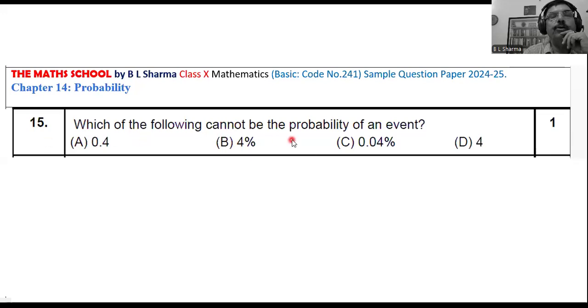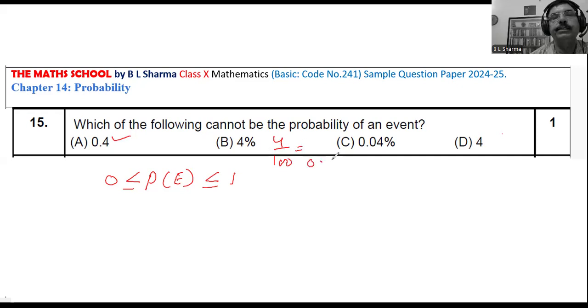Which of the following cannot be the probability of an event? We know that probability of an event, any event, lies between 0 and 1. The probability of any event cannot be less than 0 and cannot be more than 1. Look, 0.54 is less than 1, so this is possible. 4% means we can write 4 upon 100, so 0.04. When you convert this into a fraction, that is 4 upon 100.